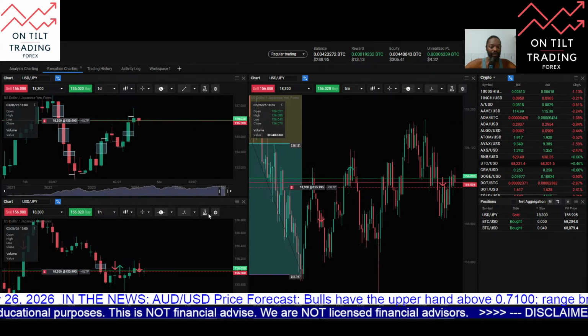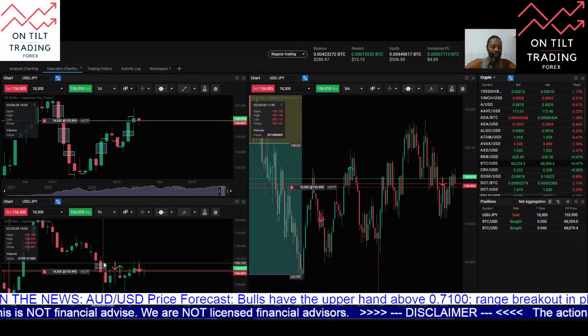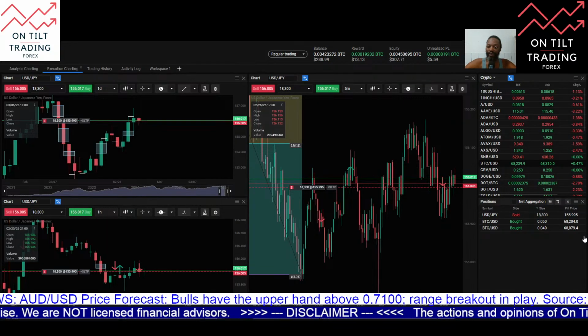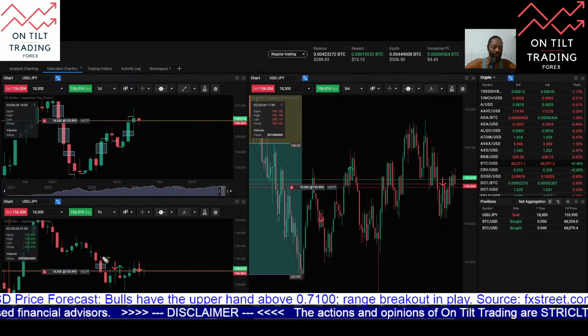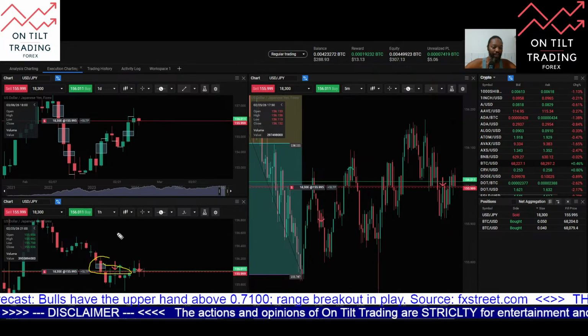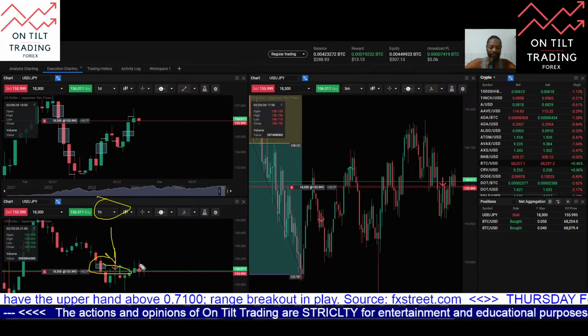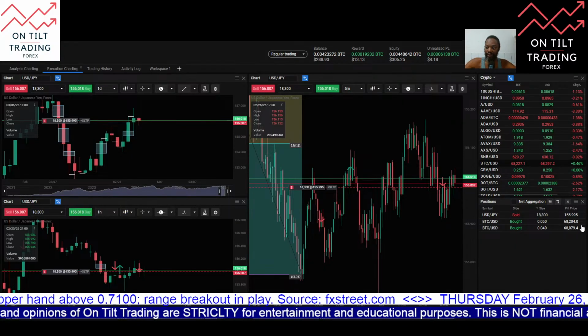But this price action here never traded into this 1-hour bearish fair value gap here. So that was the issue with this trade.